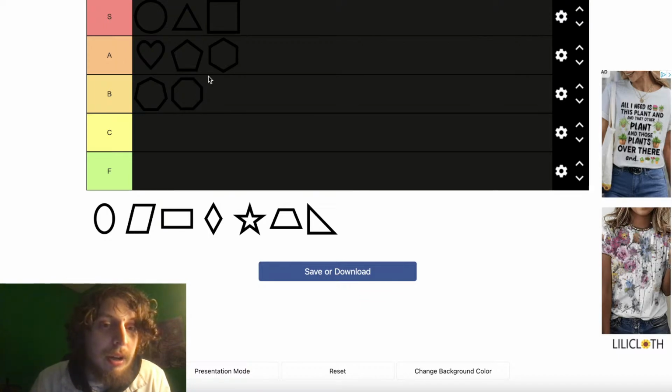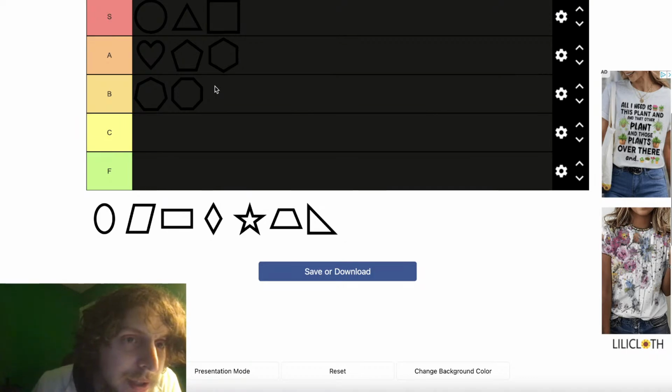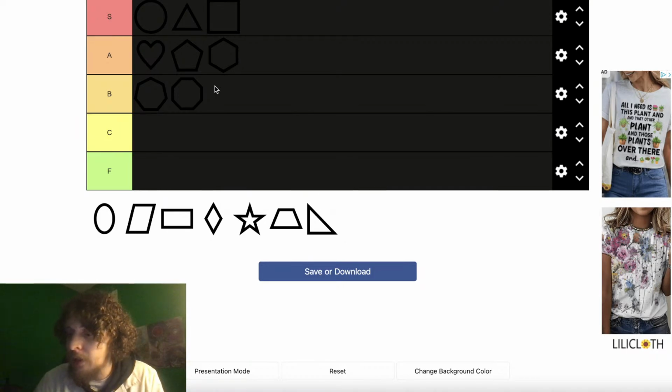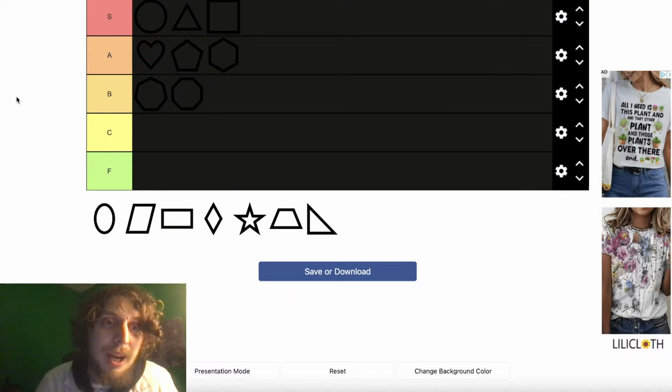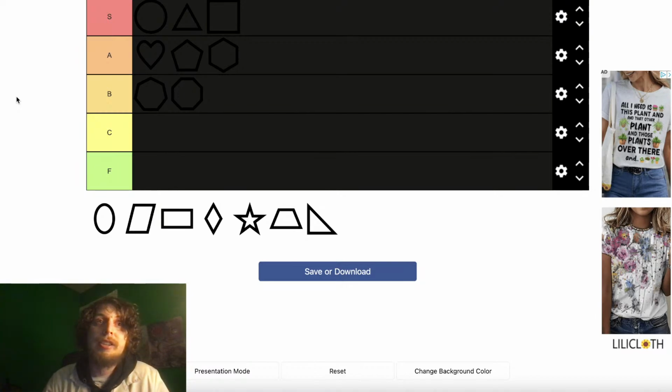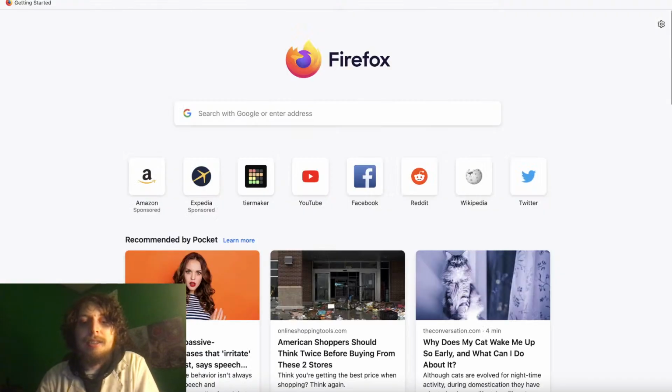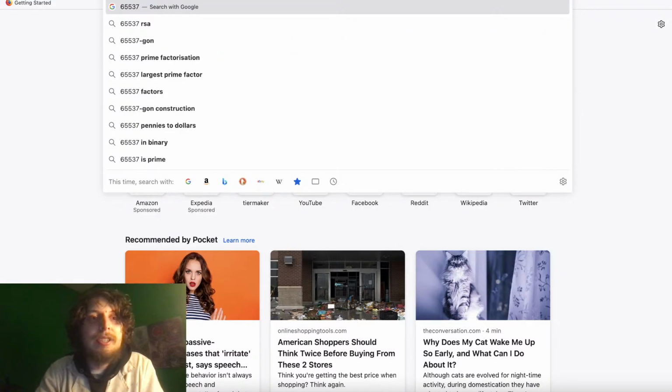They didn't have a nonagon on this list, it looked like. A nonagon would have gone C tier probably. Nonagon's when it starts to get a little more random. Now, there would be ones with a bunch of sides that we'll get into in the constructability episode, but there are some shapes like a 65,000. I think this is right. It's something along the lines of 65,537-gon.